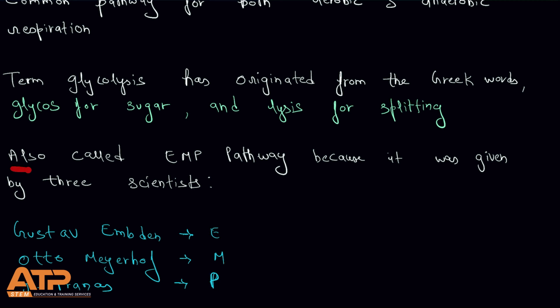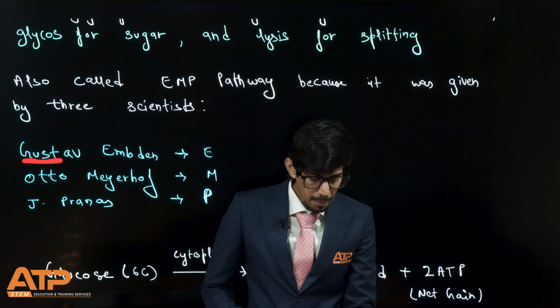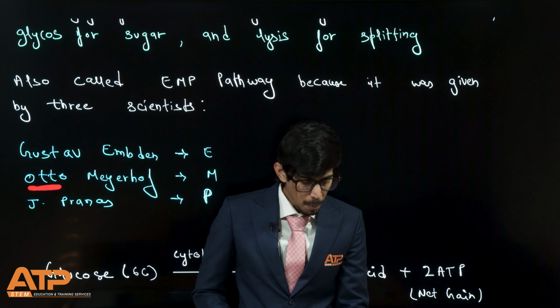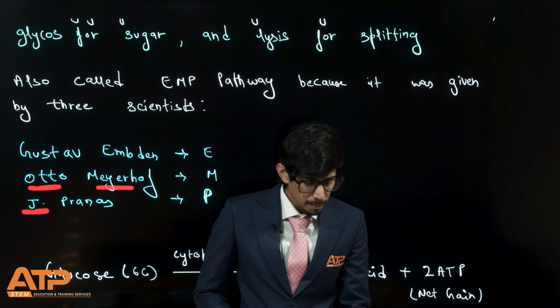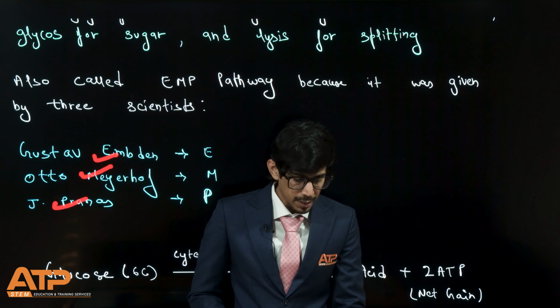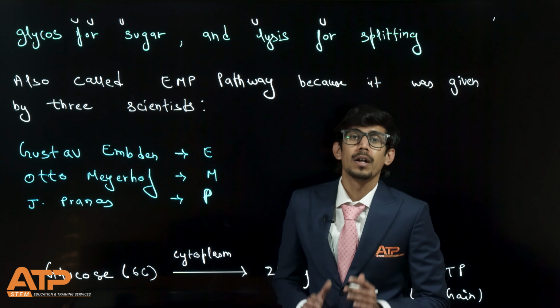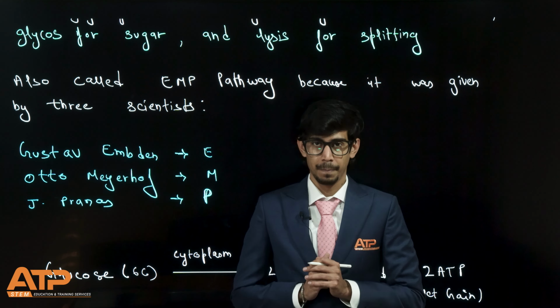It is also called the EMP pathway because it was given by 3 scientists named Gustav Embden, Otto Meyerhof and J. Parnas. So from Embden, Meyerhof and Parnas, we have taken EMP. So therefore, it's also called the EMP pathway.